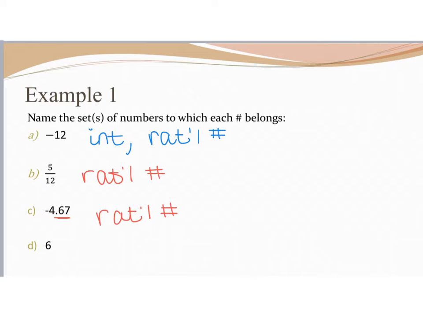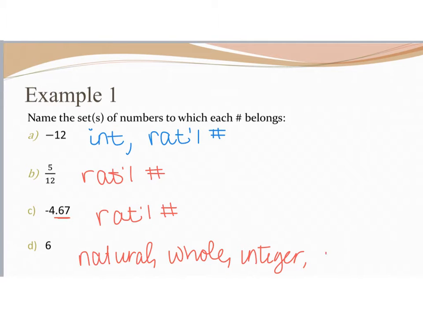And for part D, 6. 6 is just a whole number, and because it's positive, we can also call this a natural number. So natural, whole, because it's both a natural and a whole number, it's also an integer, and all integers are also rational numbers.